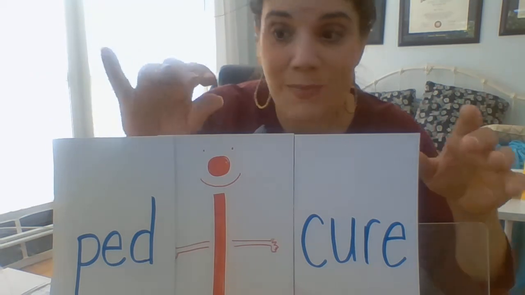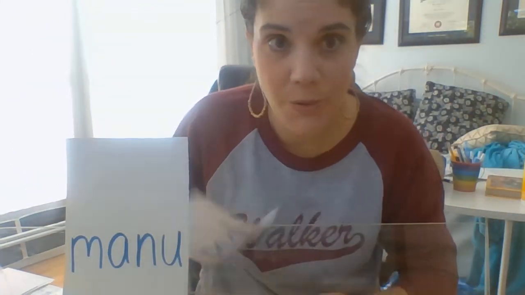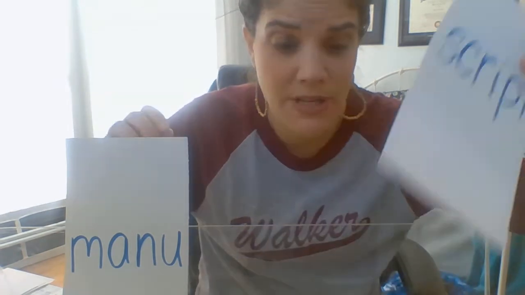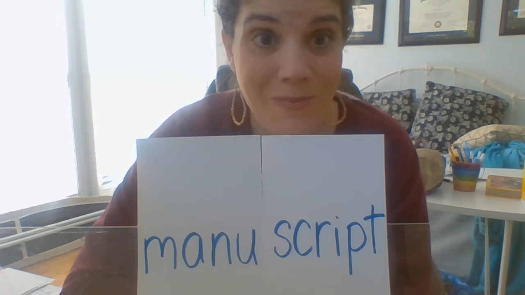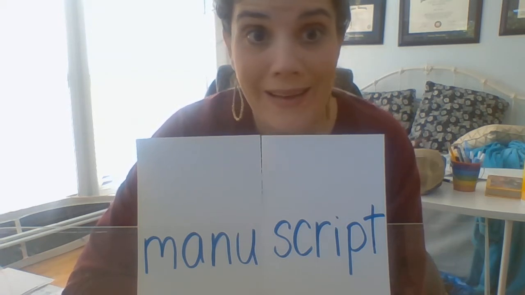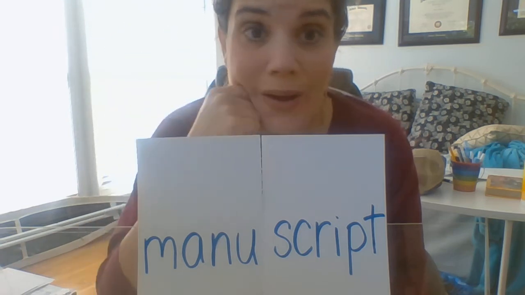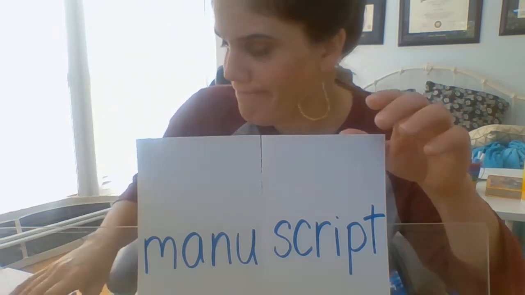Okay, let's go ahead and let's mix up some words. I think I'm going to start with manu. Script means to write. A manuscript is something I have written by hand. So back in the day, if I wanted to write a play, I'd have to write it all by hand. Now I can write it on the computer, but it's still called a manuscript.